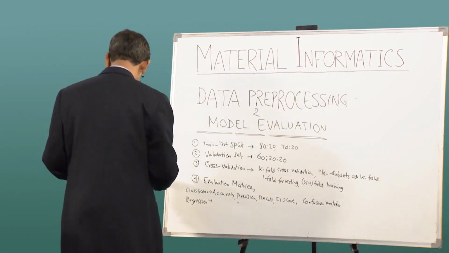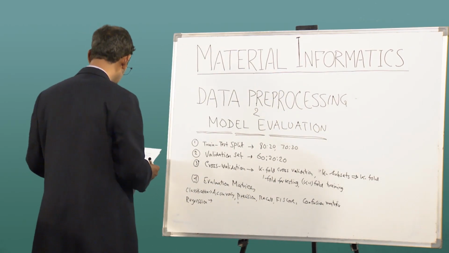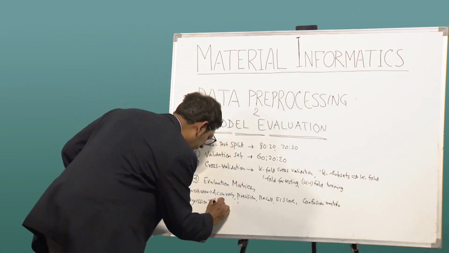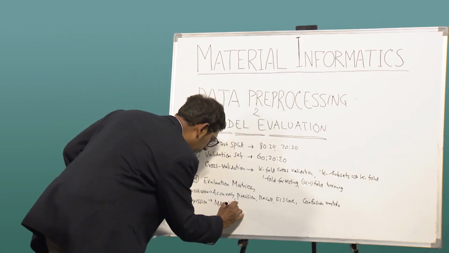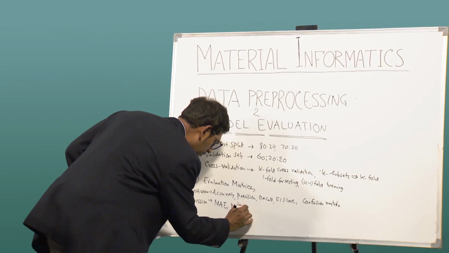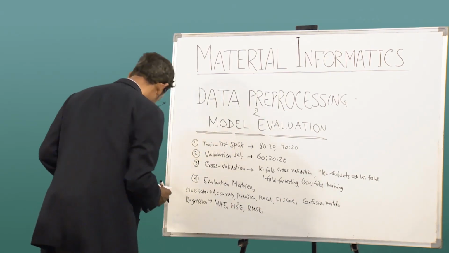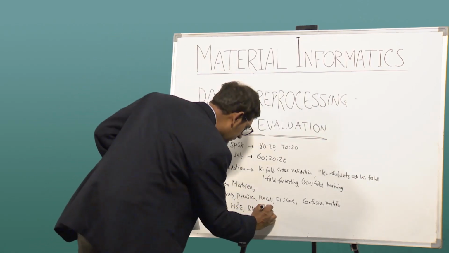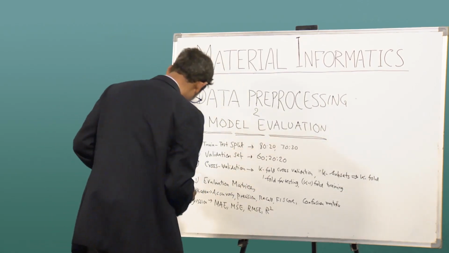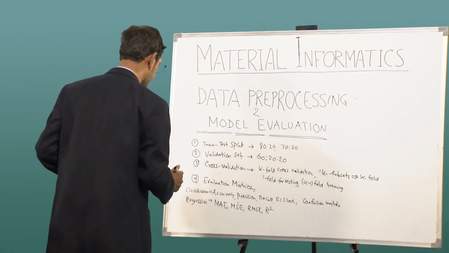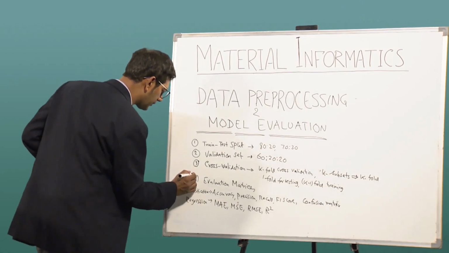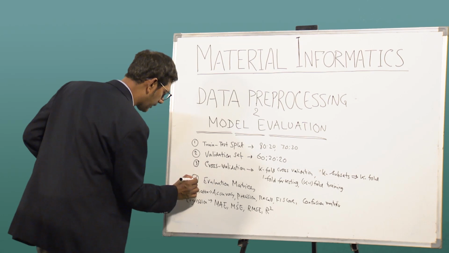Then for regression, you will use various kinds of things: mean absolute error, mean square error, root mean square error. You can also use R square, and then you can also use other aspects, right. So, we will talk about that. So, this is part 4.